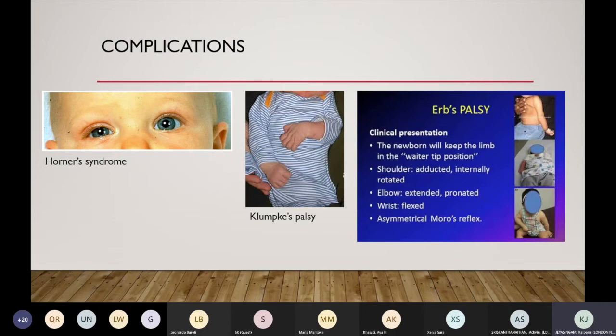The elbow is extended and pronated, and the wrist is kind of flexed. And here you also get the Moro reflex. But even before you notice the Moro reflex, just by looking, by inspection, you get that characteristic finding.